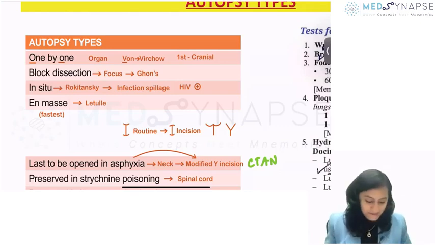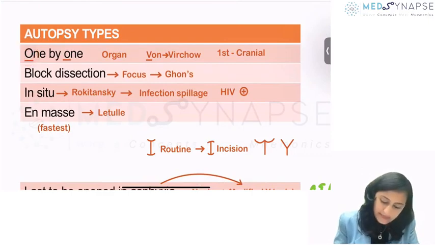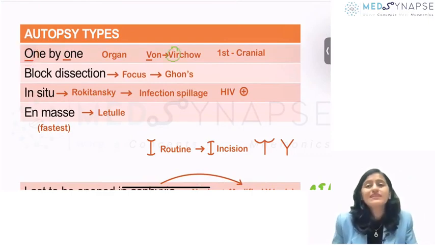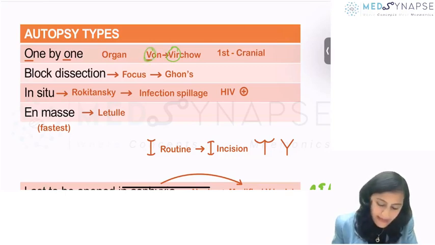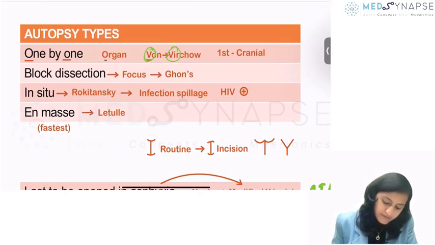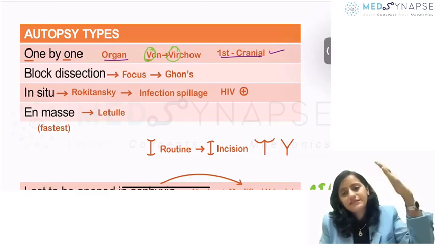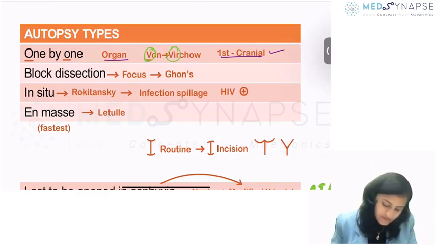So remember that one by one, if the organ is removed, one by one, remember this is Virchow. One by one is Virchow. So first that we generally open is the cranial cavity. Okay, the cranial cavity is generally opened first.